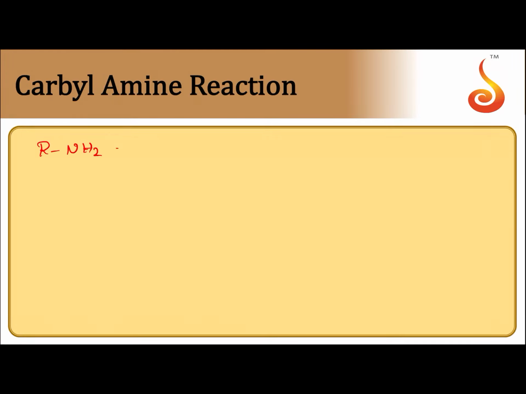So now let us see the reaction when RNH2 is treated with chloroform and potassium hydroxide. This reaction is important for your exams also, so you have to write the balanced equation there. 1 mole of primary amine reacts with 1 mole of chloroform and 3 moles of potassium hydroxide to form isocyanide and 3 moles of KCl and 3 moles of water.